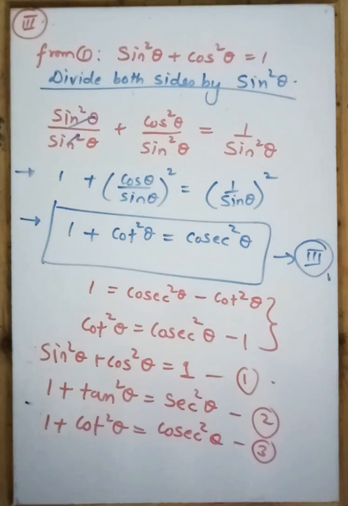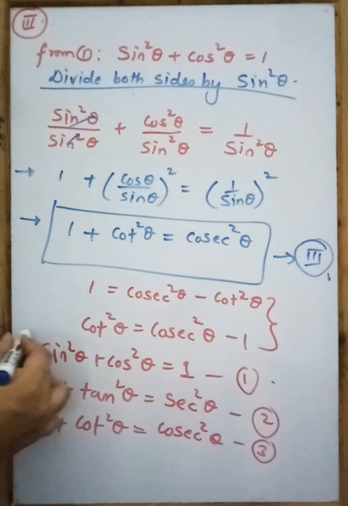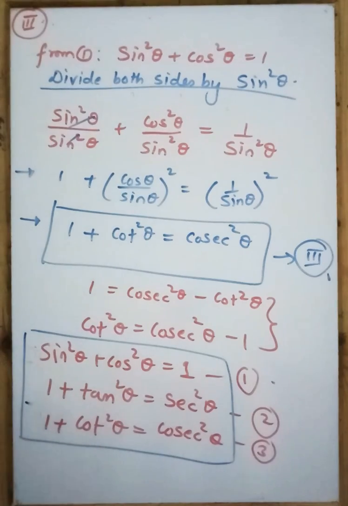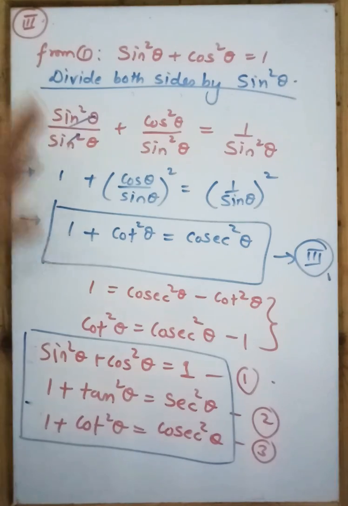And based on these 3 identities, there can be questions in which they will ask you to prove a particular result. This generally comes for 3 or 4 marks, in which you have to prove left side is equal to right hand side. So these identities are helpful over there.